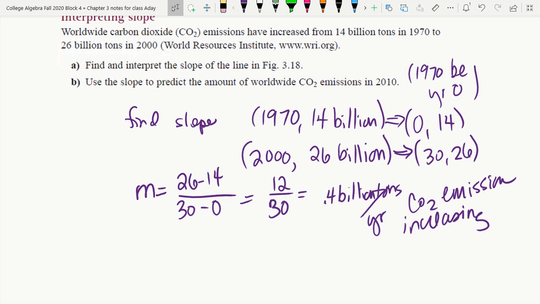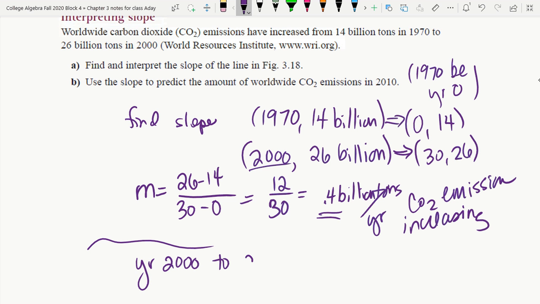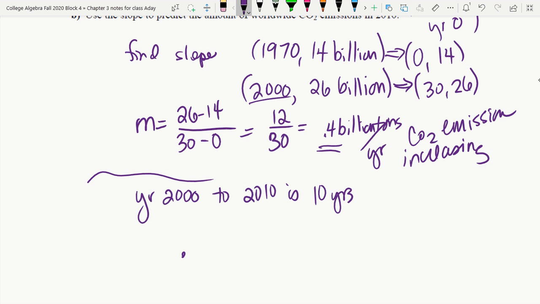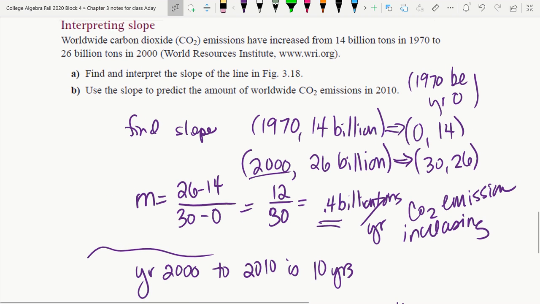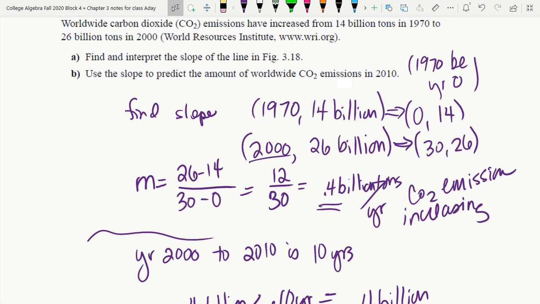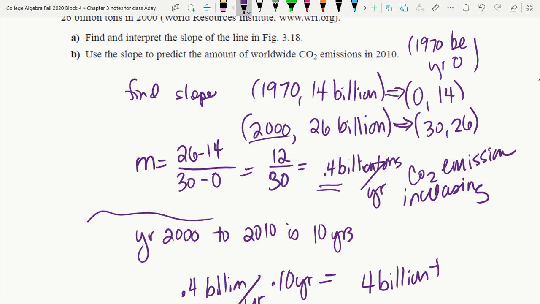So if it wants to know the slopes in 2010, we're increasing by 0.4 billion a year. This is year 2000. So year 2000 to year 2010 is 10 years. So you're just going to take your 0.4 billion per year times 10 years. So 0.4 times 10 will be 4 billion. What do we have here? 4 billion, let's label it right, tons in 2010.